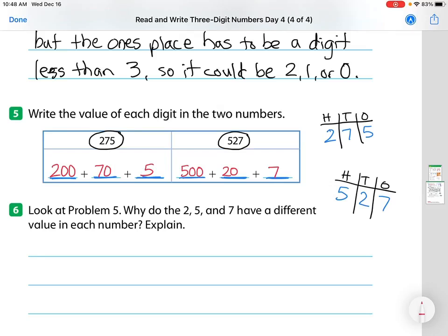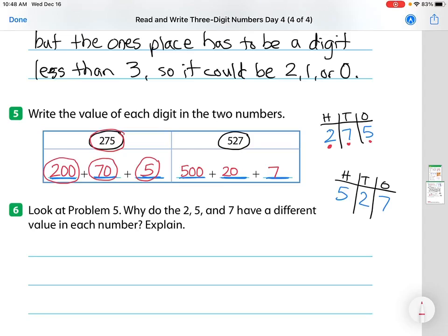All right, I hope you have finished with your answers, and we can take a look at 275 first. I know that since the 2 is in the hundreds place, it has a value of 200. I know that since the 7 is in the tens place, it has a value of 70. And with the 5 in the ones place, it has a value of 5.